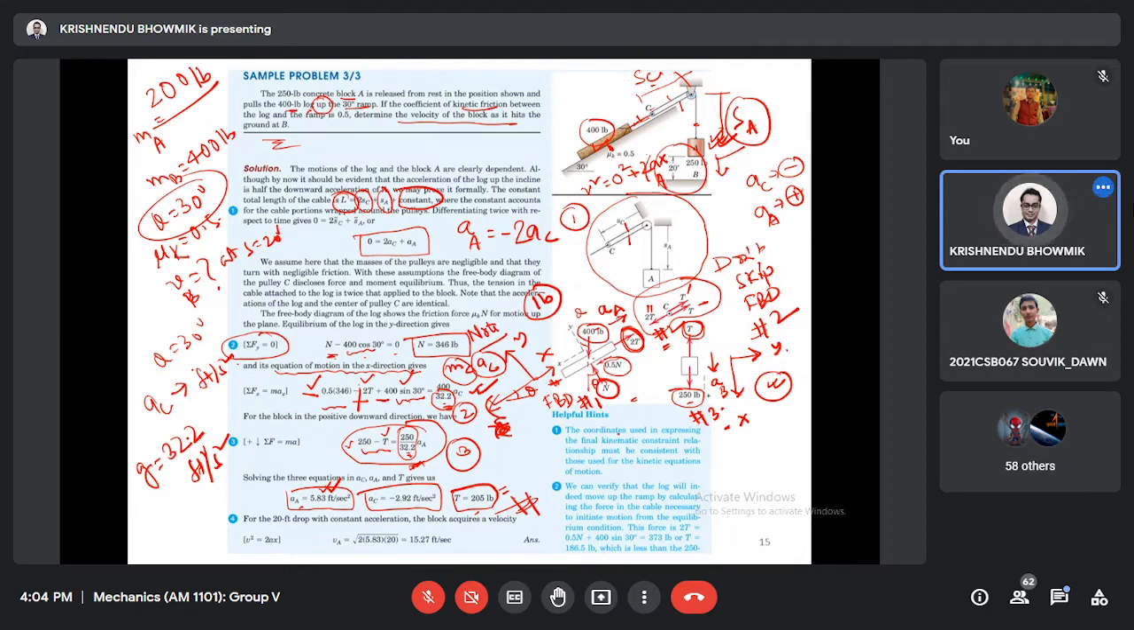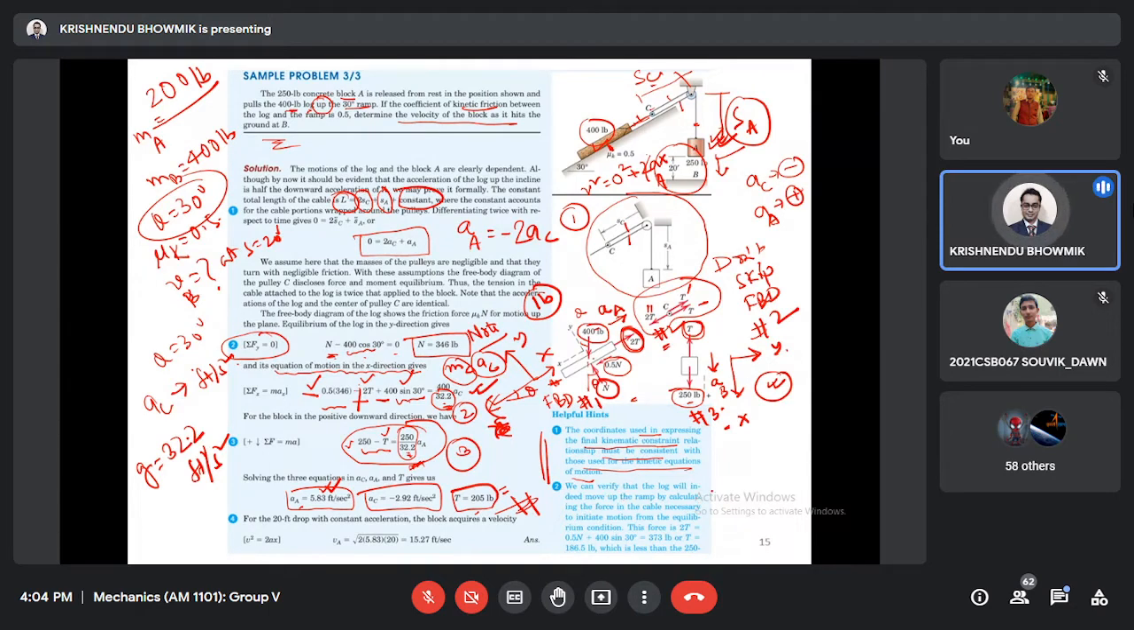Now, some hints you can see, very important for any of the problems this book has provided. The coordinates used in expressing the final kinematic constraint relationship must be consistent with those used in the kinetic equations of motion.